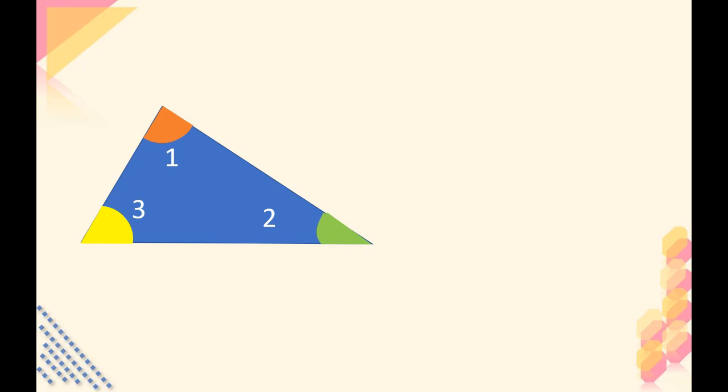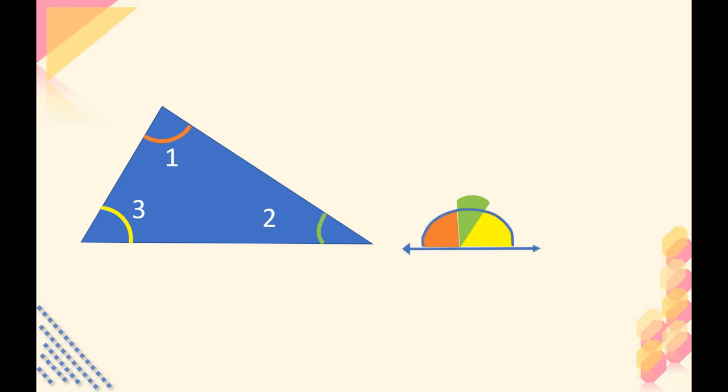Look, what kind of angle will these three angles form? Observe. What kind of angle was formed? The angles formed a straight angle.